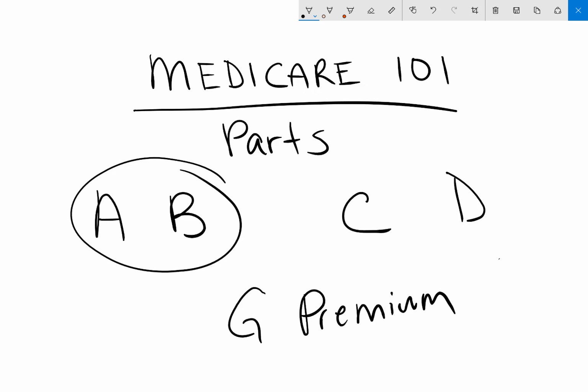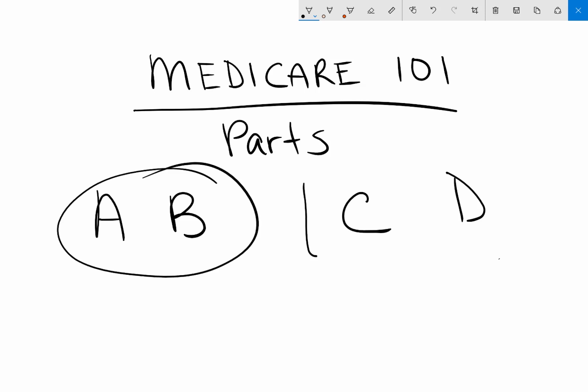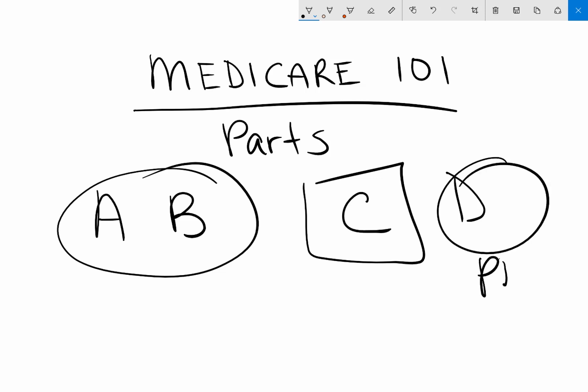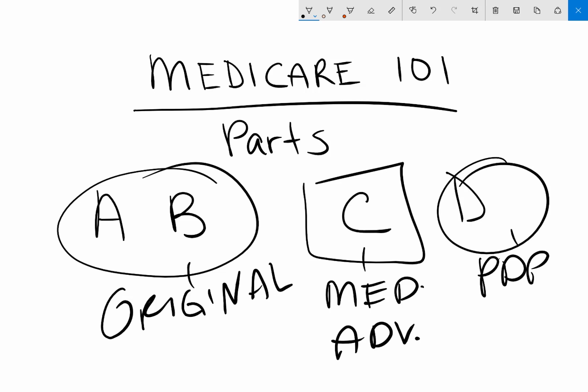Again, at that point, you have your parts of Medicare that are parts A, B, C, and D. You have original Medicare. You have your Medicare Advantage. And then you also have your PDPs, your prescription drug plans. But this is something right here that you just want to write down. This is original Medicare. This is your Medicare Advantage. And this is your prescription drug plans. Keep them separate, understand the differences.